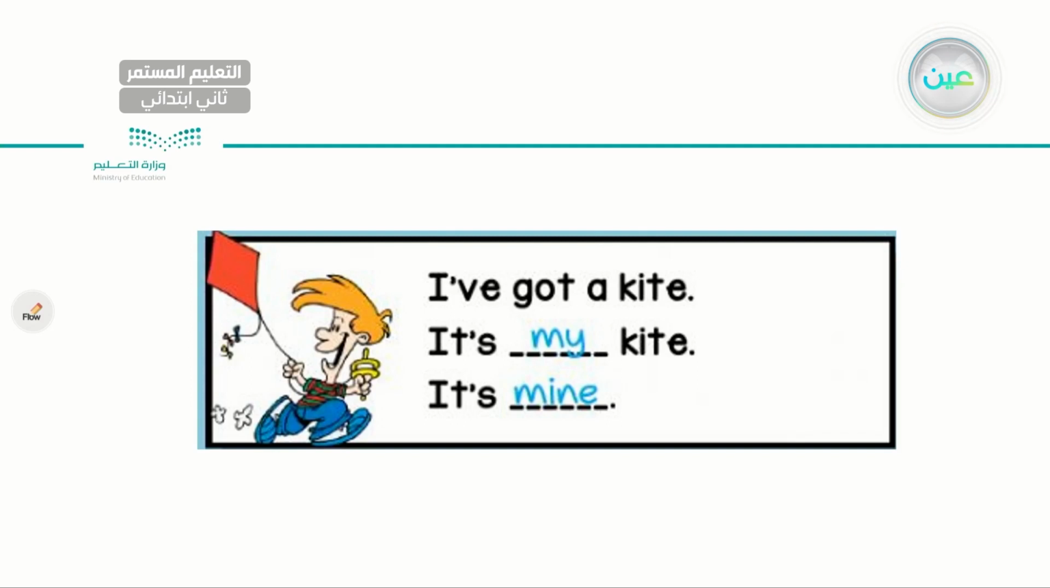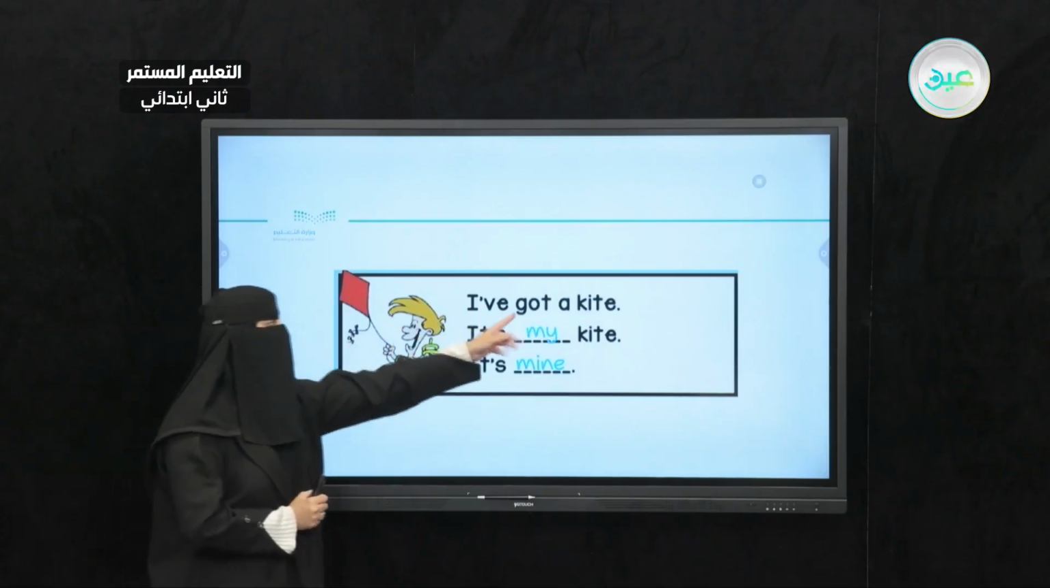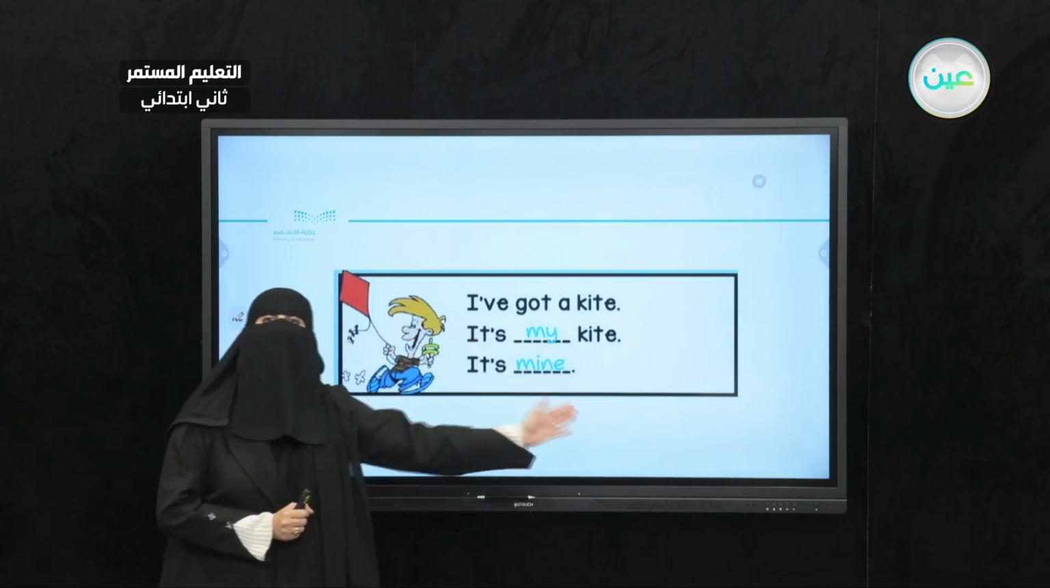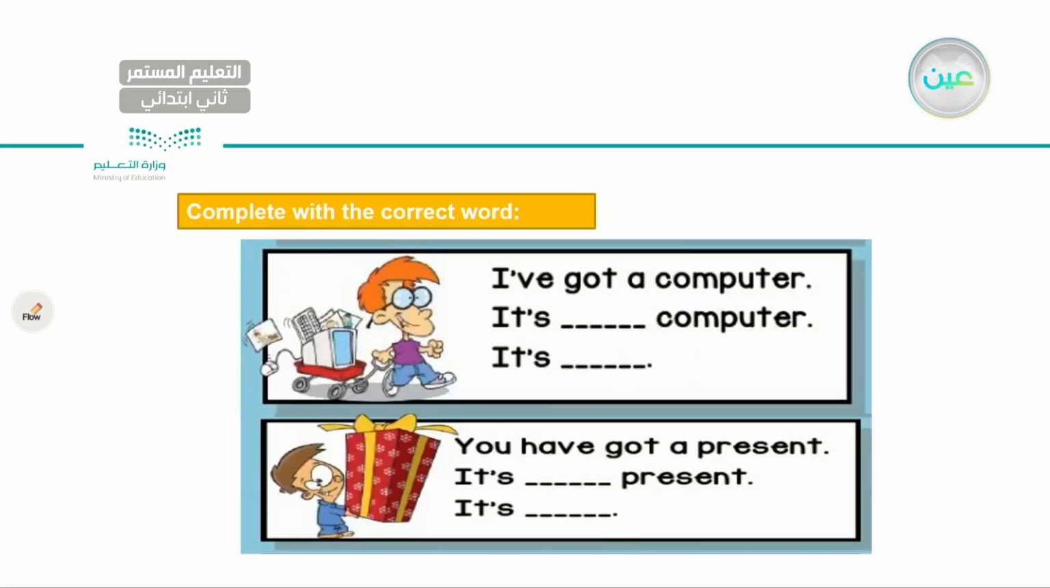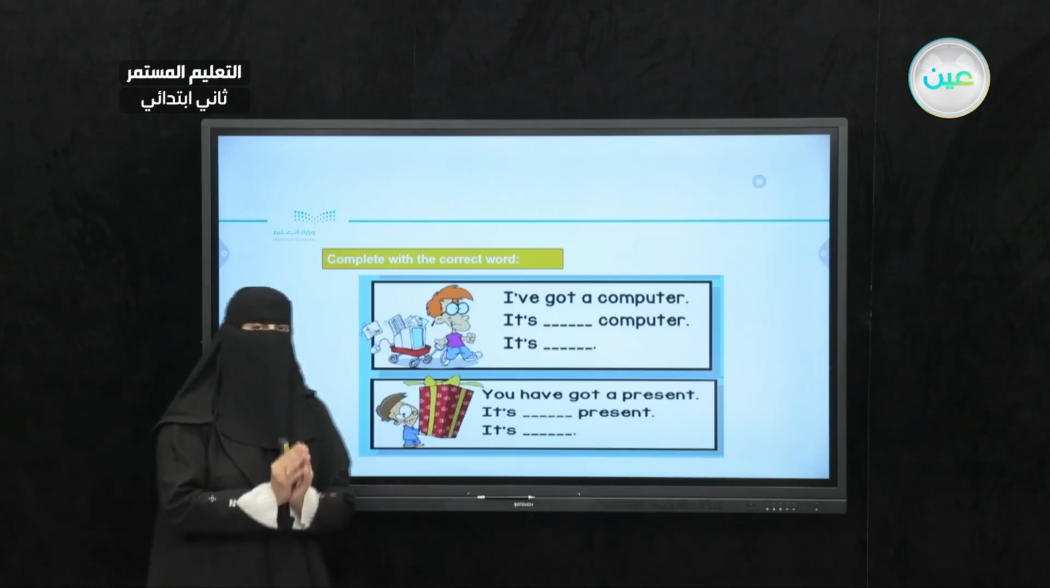The sentence is complete. Let's read one last time. I have got a kite. It is my kite. It is mine. Very good, my dear student. Excellent. Now, I need your help here. I need you to help me here. Complete with the correct word. I've got a computer.